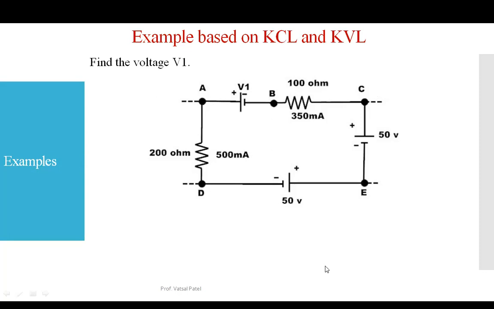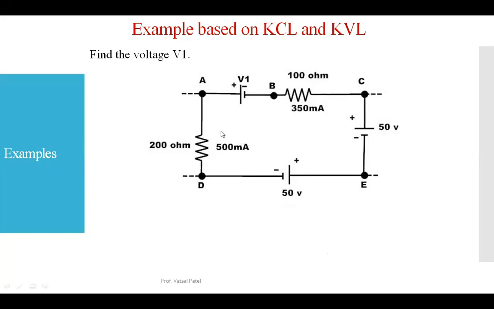So now the first thing, when you identify V1 here, first of all you have to see this 100 ohm resistance given between the C and B points, along with the current flowing through that resistance. And over here you have a 200 ohm resistance, and the current flowing through that 200 ohm resistance is given as 500 milliampere.